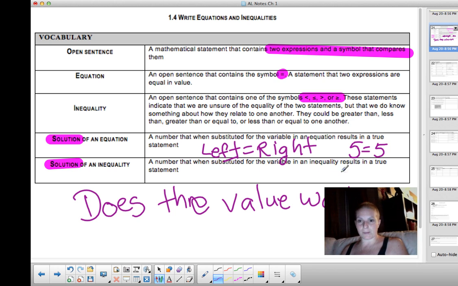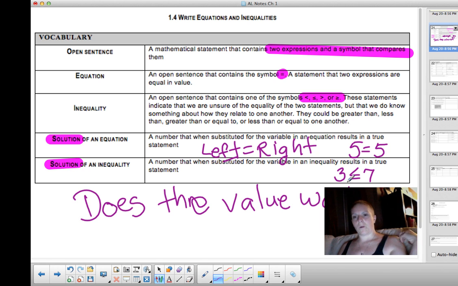In an inequality symbol, maybe they had given me something like, 3 is less than or equal to 7. Well, we can see obviously that 3 does not equal 7, but 3 is smaller than 7, so that whatever number I plugged in to make this happen, yes, that number is a solution. Let's see some of this in action.